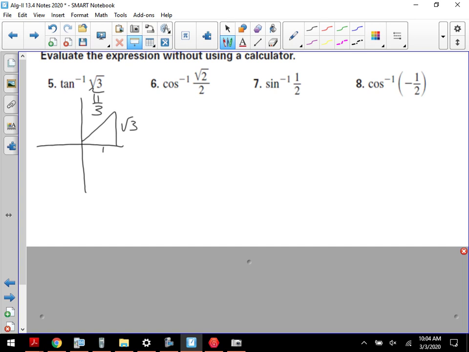When you did cosine root 2 over 2, that meant it was a rationalized version of 1 over root 2. Again, positive, 1 and a root 2. Well, that has to be 45 to get the root 2's. So your answer is pi over 4. Good.